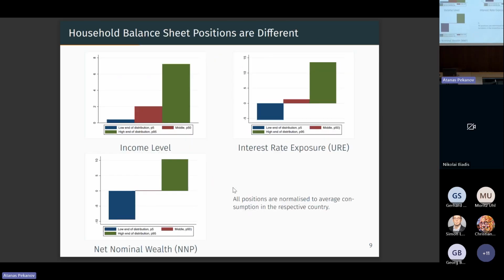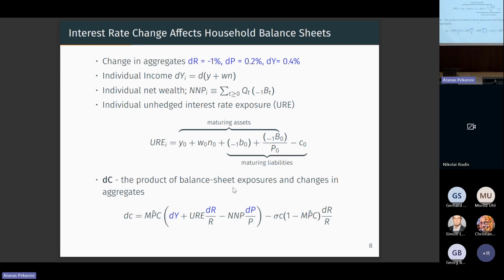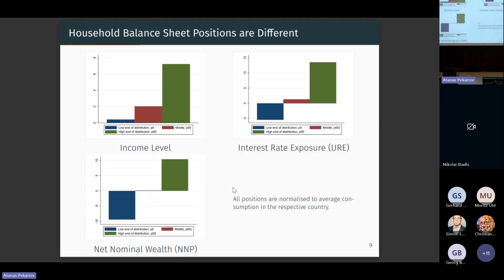Now, going beyond that, let me show you these three positions. You can think about this as your income, let's say that it's normalized, so it's 1. Your unhedged rate exposure, so how much your net savings requirement is, maybe positive, maybe negative, and how much is your net nominal position. When we look in the data, you will see that households are very different across these dimensions.